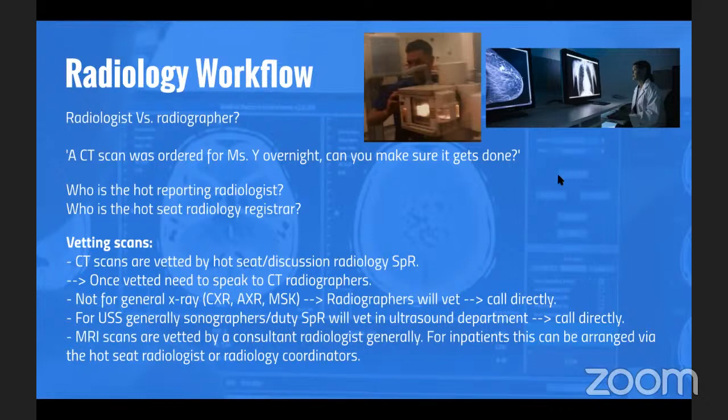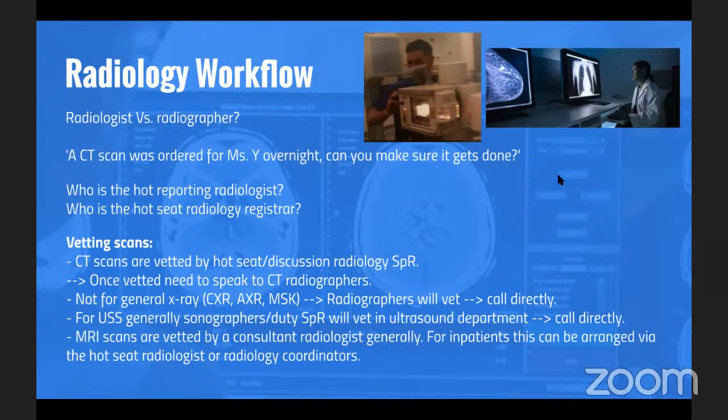MRI scans, exactly, it tends to be a consultant radiologist, I think in most places, who is in charge of MRI for that morning or afternoon. Sometimes if I'm on inpatient CT and get a call asking to discuss some MRI, I can speak to the MRI consultant, who's probably a few doors down from me.